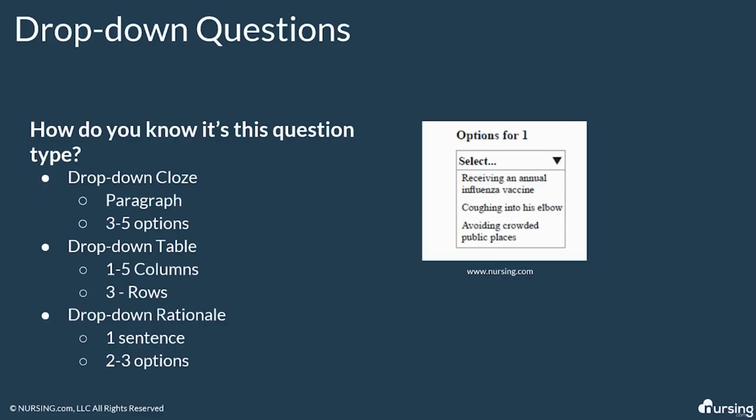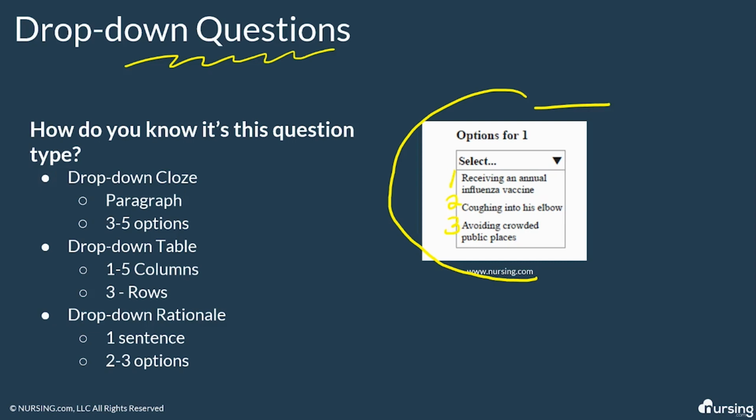Okay, guys, so how do I know that this is a drop-down style question? A drop-down question will give you client information with options that you can select from drop-down menus. They're going to look like this. Basically fill in the blanks, but with options. If I clicked on this blank, these are my options. I have 3 different options for this particular drop-down blank.